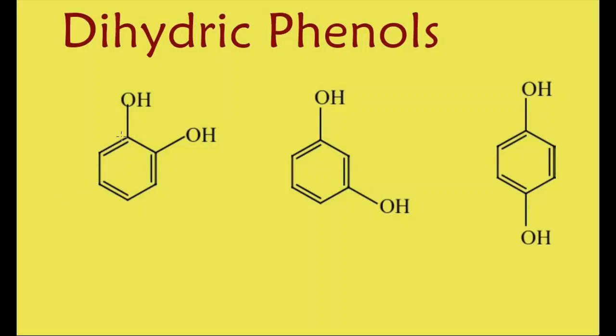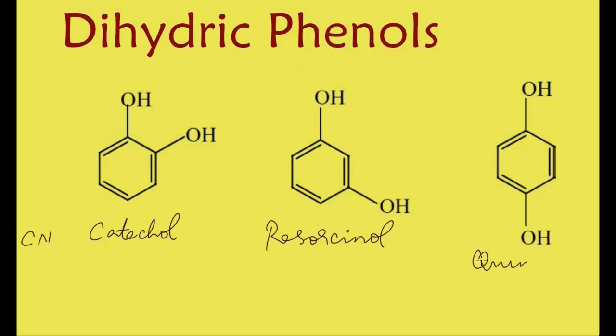Let's study dihydric phenols. Dihydric phenol, the name itself says that there will be two OH groups. The common name for the first one is catechol. If two OH groups are attached to the benzene ring in the ortho position, that is, the next position, it is called catechol. Now here, two OH groups are attached to the meta position, so it is called resorcinol. And two OH groups attached to the para position is called quinol. So the first one is catechol, the second one is resorcinol, and the third one is quinol.